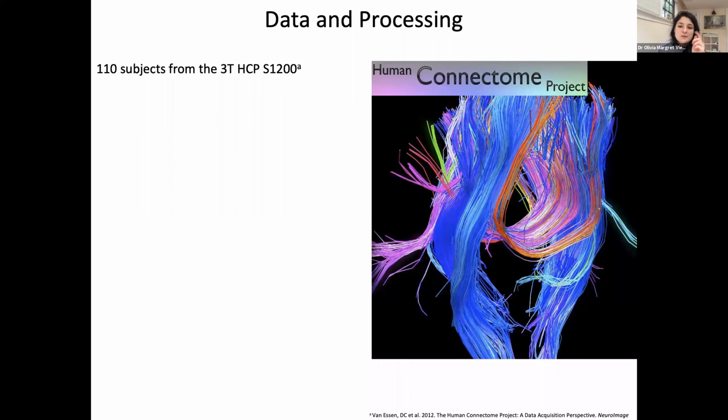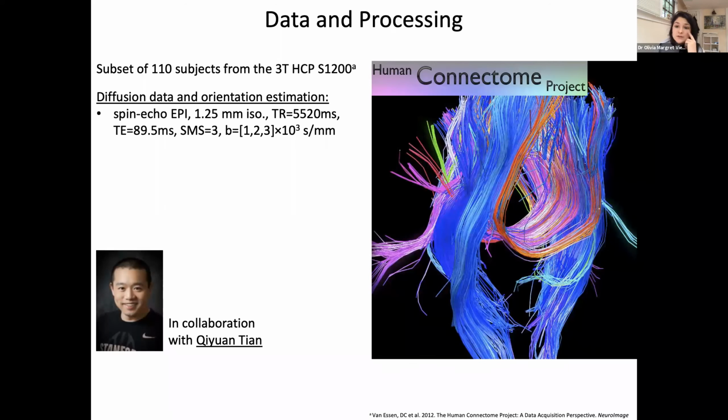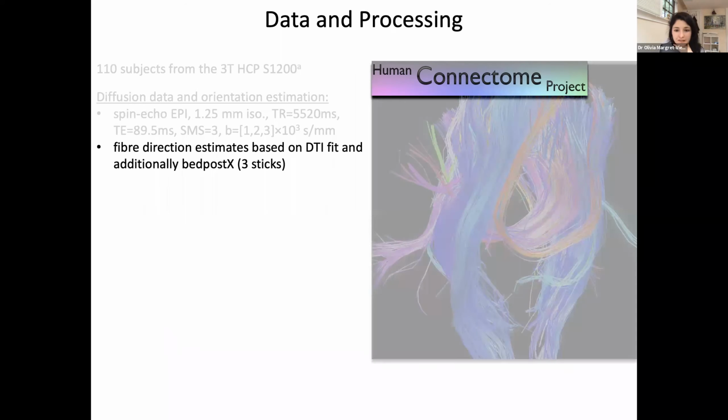To do this study, we took the 110 subjects that I showed earlier for the orientation atlas. It's from the Human Connectome Project, which provides spin echo diffusion data. This data was processed and prepared by my colleague, Qian Tian. We estimated fiber directions using the deterministic tensor fit to the b1000 data, and we repeated the entire analysis with probabilistic bedpostx tractography that gives us three direction estimates.